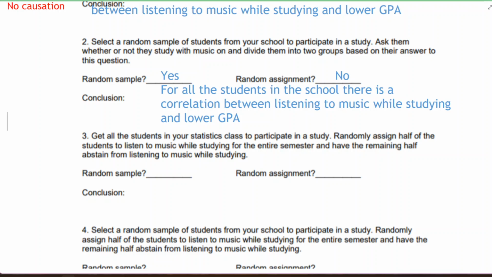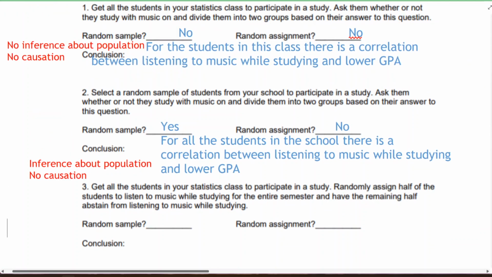For all students in the class, there is a correlation between listening to music while studying and lower GPA. We can make an inference about the population, however, that inference is not going to be causation. Now contrast that with the one up here. We can't make our inference generalized to the entire population because we just looked at students in the stats class. But for number 2, since we're taking a random sample of students at the school, now we can make an inference about a population.